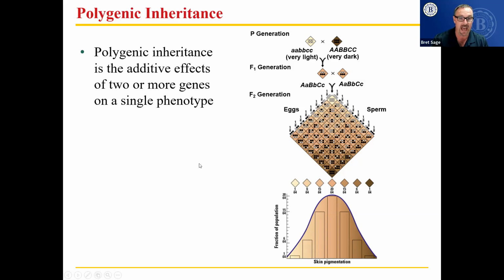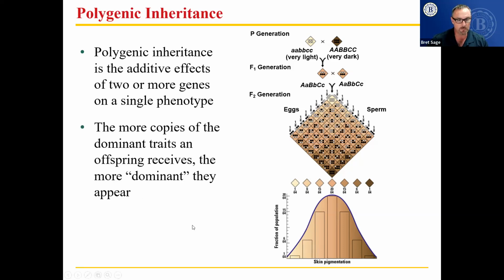Polygenic inheritance is the additive effects of 2 or more genes on a single phenotype. So the idea is, instead of just having 1 gene from mom and 1 gene from dad, there's actually 3 pairs of genes here. Every time you add a little bit more dominance, you would think of it as getting more color in the skin.